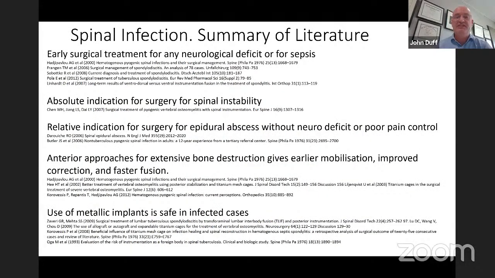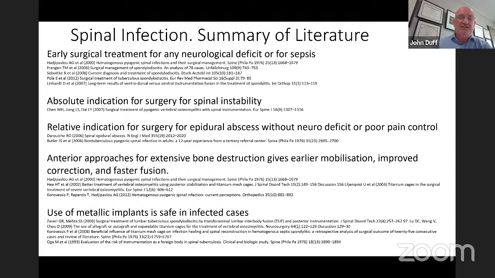So again, to summarize the main points: early surgical treatment in the case of sepsis or for any neurological deficit, and early means, I would say, emergency surgery. Spinal instability would be considered, I think, an absolute indication for surgery. A relative indication for surgery is an epidural abscess without a neurological deficit, or somebody who has poor pain control, where it could be a combination of the effect of the epidural abscess and the spinal instability together causing uncontrolled pain.